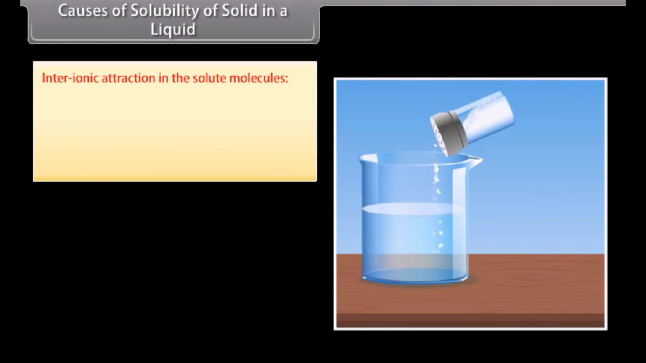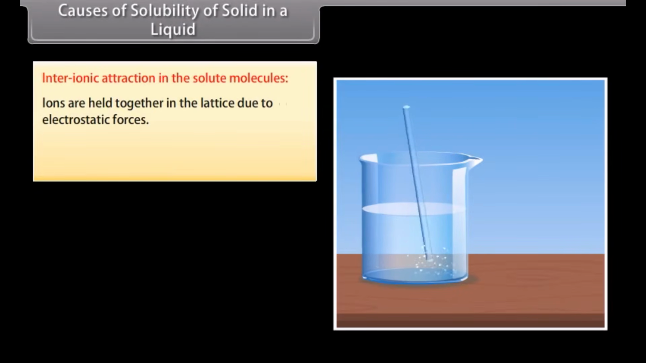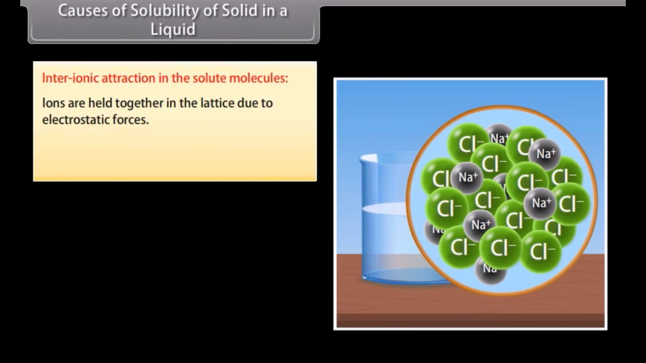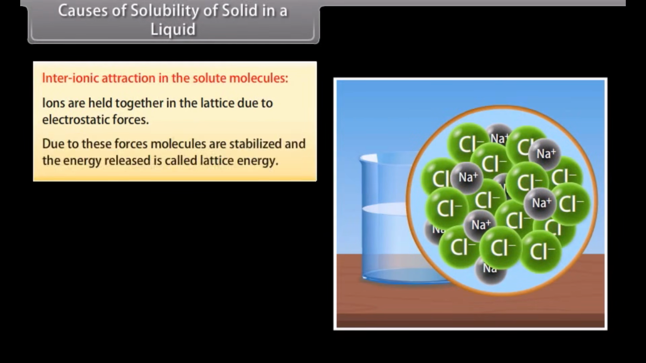Causes of solubility of solid in a liquid. Many types of forces of attraction are operated when a solute is mixed with a solvent. Inter-ionic attraction in the solute molecules: ions are held together in the lattice due to electrostatic forces. Due to these forces, molecules are stabilized and the energy released is called lattice energy.